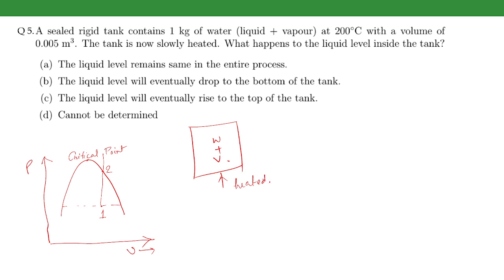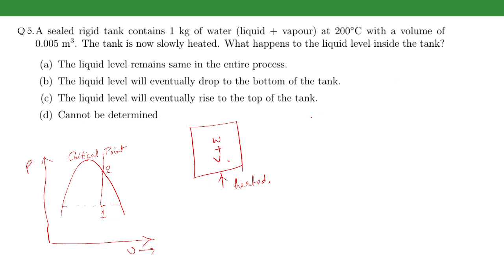So will the liquid level increase? I mean, when will the liquid level increase? If vapor is being converted to liquid. When will the liquid level drop to the bottom of the tank? When the liquid is being converted to vapor. And the liquid level will eventually rise to the top of the tank, that is, the vapor will finally get converted to entire liquid. And the last option is it cannot be determined. So how will we try to do that?